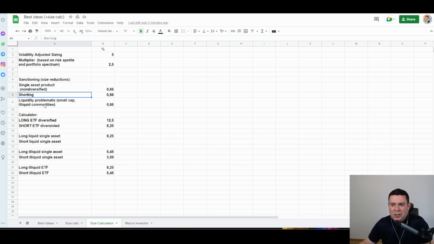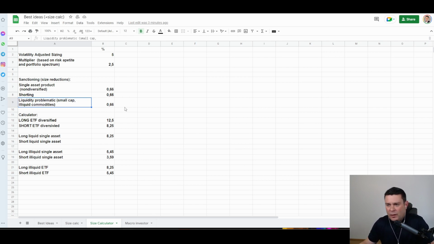And another sanctioning is liquidity. So where I see small liquidity, like small caps, or platinum, commodities that are very illiquid, or ETFs that are illiquid, like Israel, right? Israel ETF is very illiquid. So I again reduce size for low liquidity. So again, I reduce it by 1/3, right?